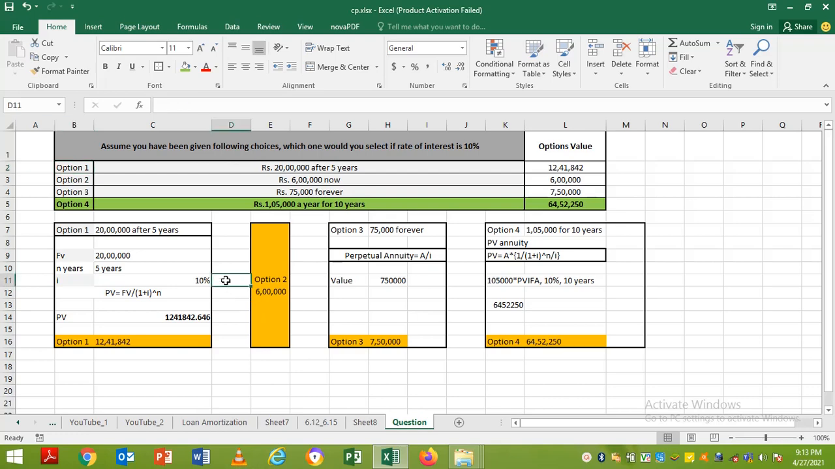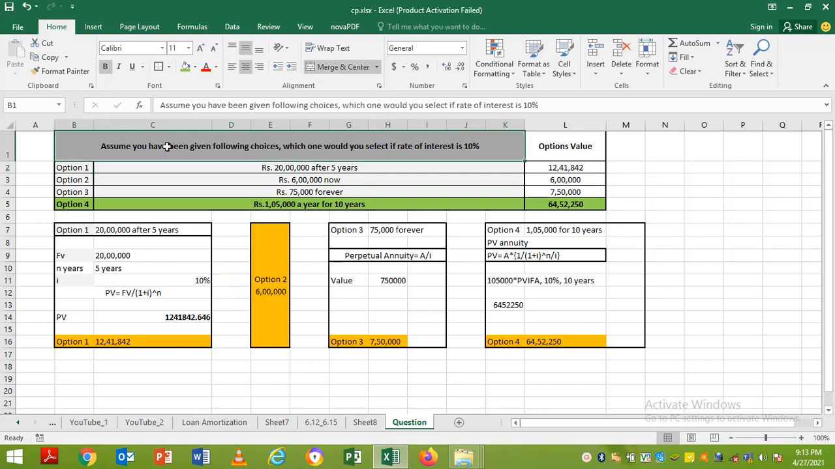So this is how the time value of money, the total combination of sums, can be solved.